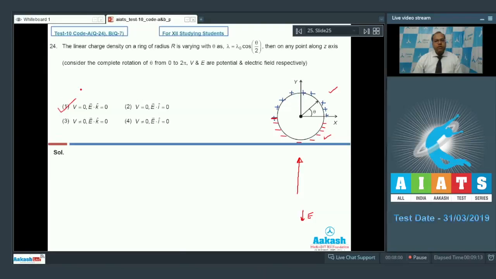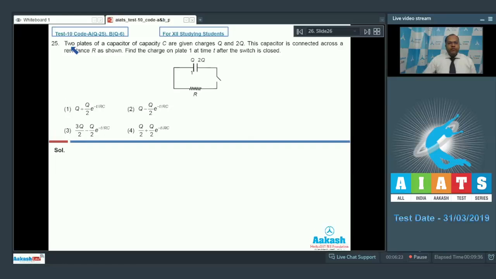Let's move to question number 25. In question number 25, two plates of a capacitor of capacity C are given charges Q and 2Q. This capacitor is connected across a resistance R as shown. Find the charge on plate 1 at time t after the switch is closed.